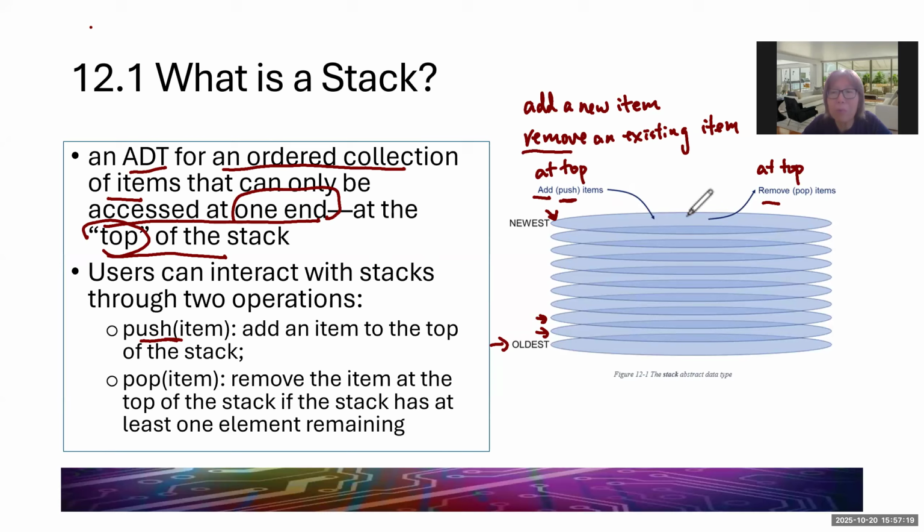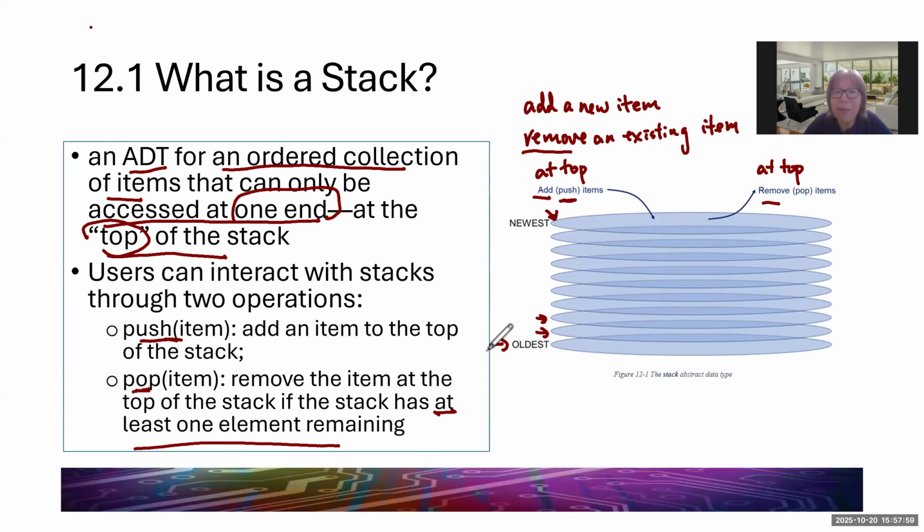You cannot remove another item if there are items on top of that. So you need to remove all the items on top of that, then you remove the item that you want to remove. So remove at top in stack, we also call it pop. But of course, if you want to remove, there must be at least one item in the stack.